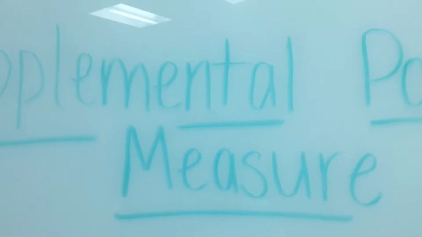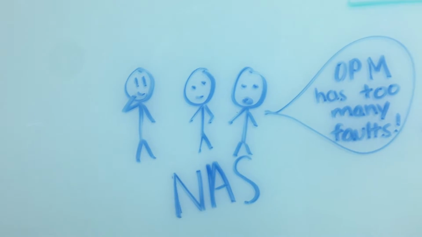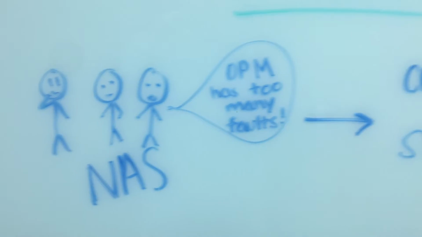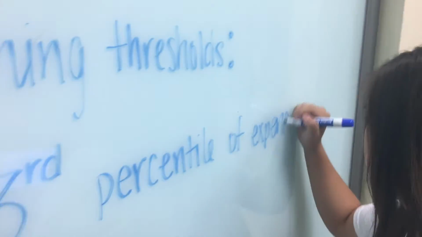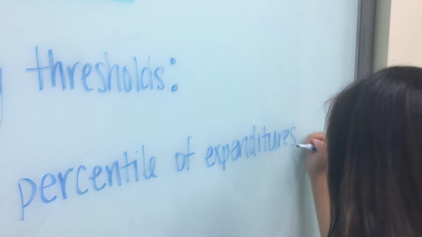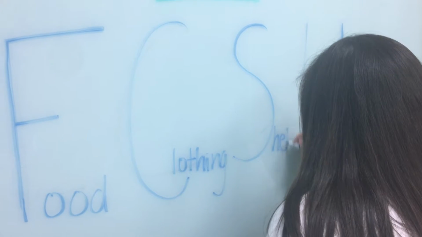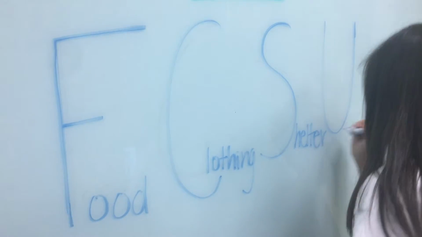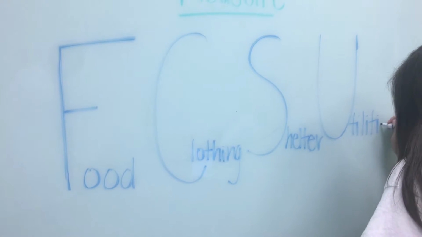The Supplemental Poverty Measure was created at the request of the National Academy of Science to create an alternate measure of poverty that went past simply income. The SPM is a much more in-depth measurement system than the OPM. The thresholds for the SPM are calculated as the 33rd percentile of expenditures on FCSU, also known as food, clothing, shelter, and utilities. That is multiplied by 1.2 in order to take into account additional needs.